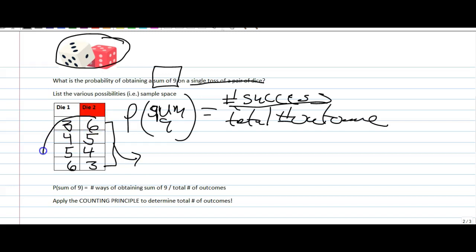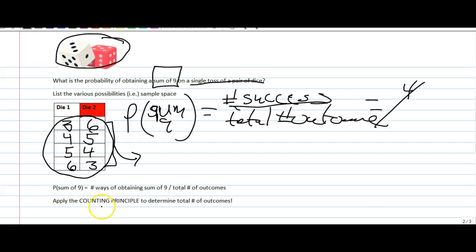If I obtain any one of these combinations on that single toss, then what I want to happen has happened. So I have 4 chances for success. But be careful here. Here's where students make a mistake. A lot of times they tell me that the total number of outcomes would be 12 because there's 6 numbers on the first die and 6 numbers on the second die. Well, no, you have to apply the counting principle.